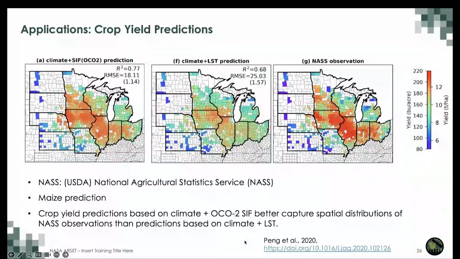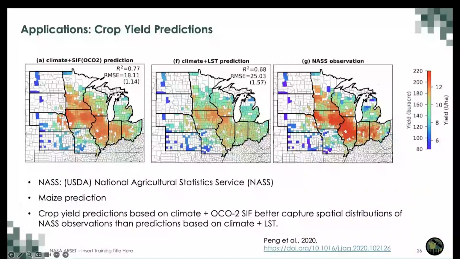The last example I want to show is how we use SIF to improve crop yield predictions. As we all know, it's very critical to know the crop productivity for early warning of food insecurity or for economic planning purposes. Well, the crop yield is normally generated by the statistical method at the end of the harvest season, which can be very late for planning purposes. This study demonstrates that we can use SIF to generate low latency crop yield prediction.